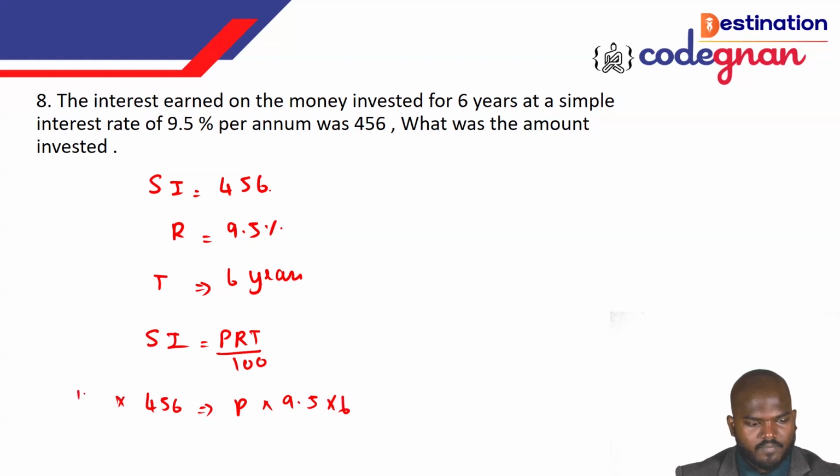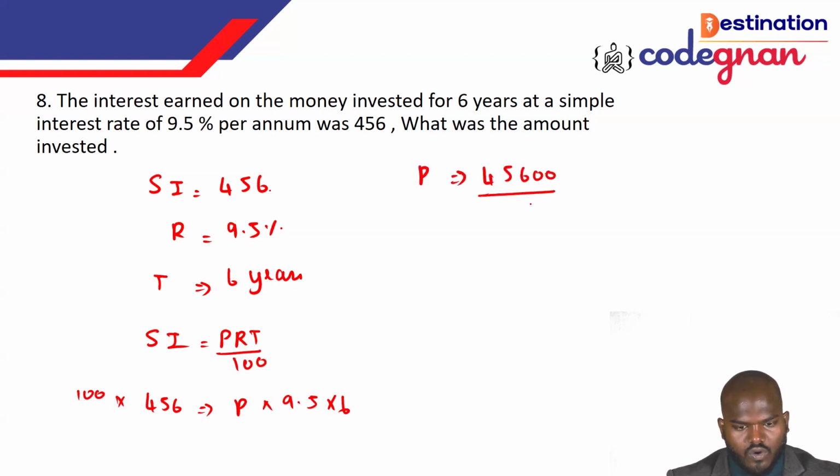Taking the 100 this side, because we have it in the denominator, right? We can take like that. It will give you the principal as 45,600 over 57, I'll get it. Okay, then you will get the answer, that is the principal with respect to this one. You see this one, 57 is here.